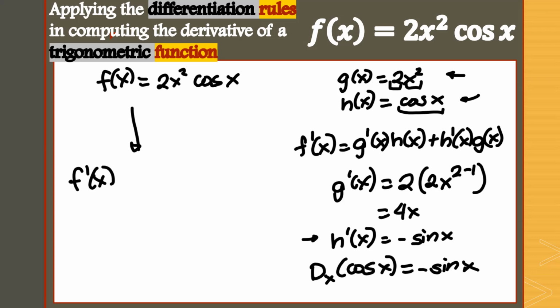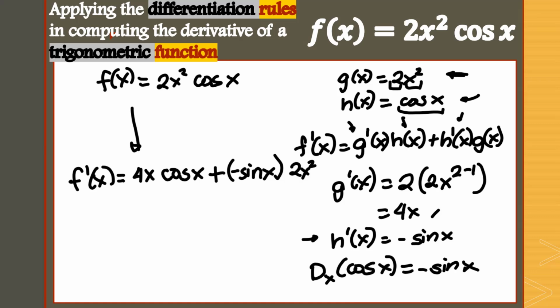With this now already given, let's proceed to the product rule. F prime of x, again, if this is what you will follow, or you can interchange terms together with the commutative property of addition, it's okay. But let's start with f prime of x. You will have 4x times the original second function cosine x, then plus the derivative of the second function, which is negative sine x, times the original g of x here, 2x squared.